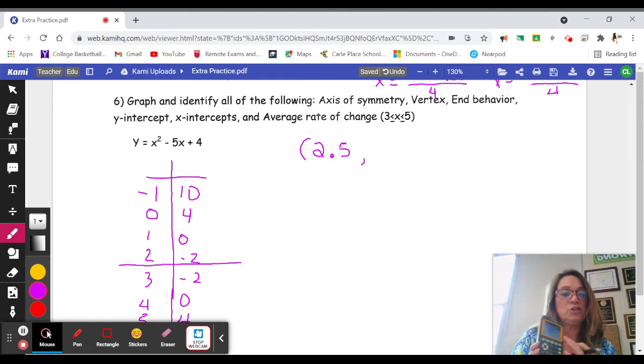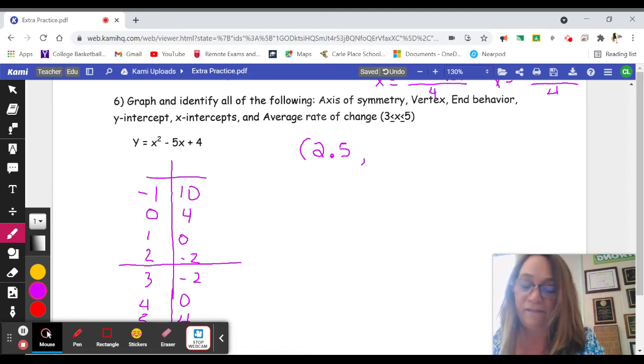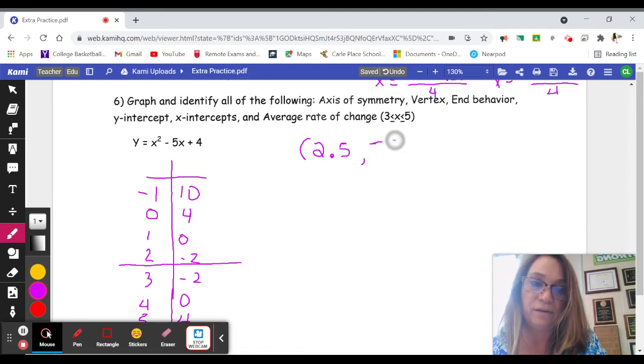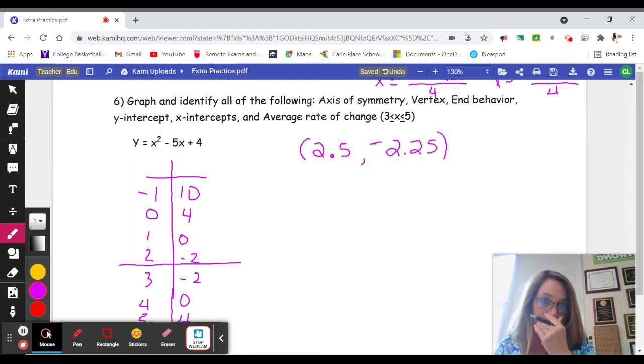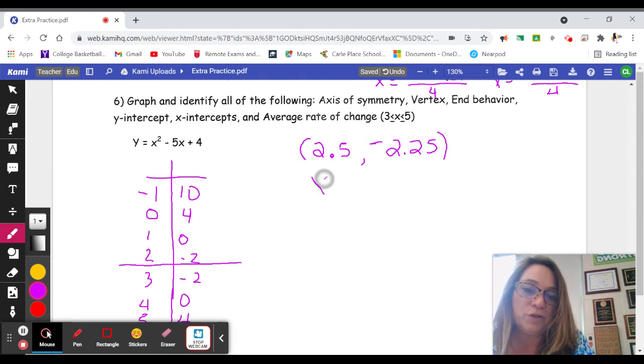You can actually change your table by hitting second window, which is table set, and you could start at 2.5, and then that would tell you that the y value is negative 2.25. You can definitely use your calculator for that. So axis of symmetry, x equals 2.5, because it's always the x value of the vertex.